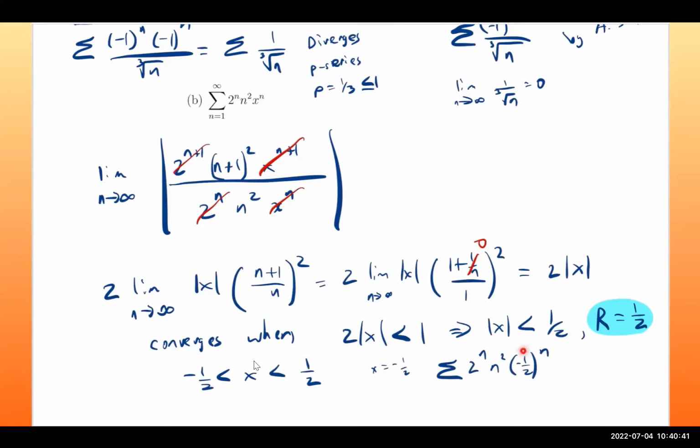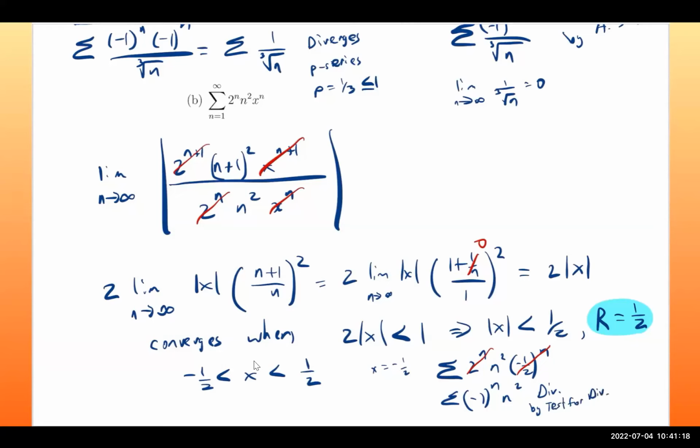If you plug in -1/2 for x here, notice that these two will cancel, but you're going to be left with the -1 to the n. So let's write that. You have -1 to the n squared. The test for divergence is going to tell us that this is going to go to infinity since the limit doesn't exist. So this is going to be divergent by the test for divergence.